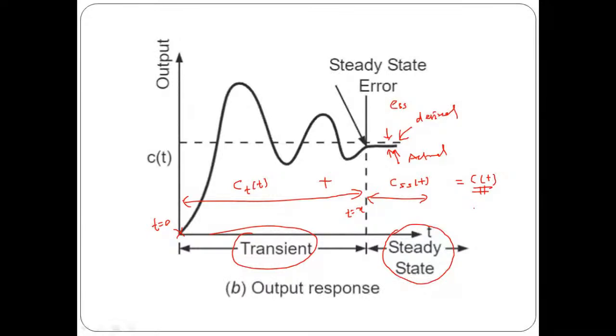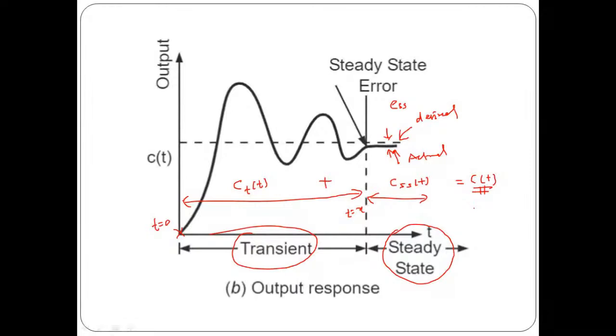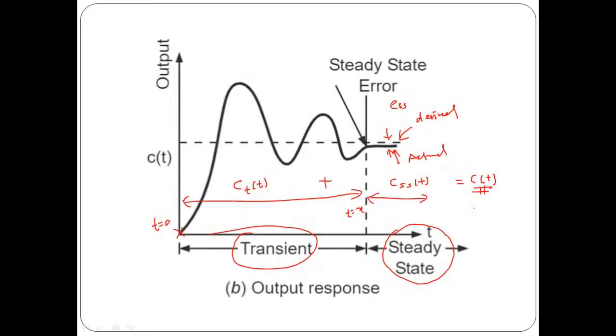I hope this is drawn by everyone because this indicates the general variation of the overall response of the system, which consists of two main components. First one is the transient response and second one is the steady state response.